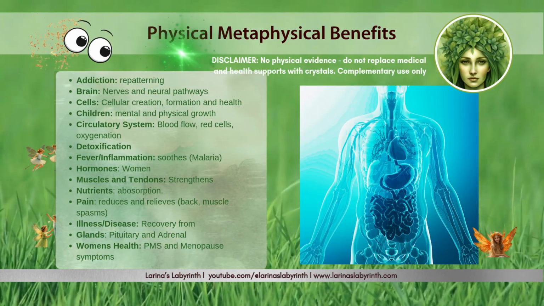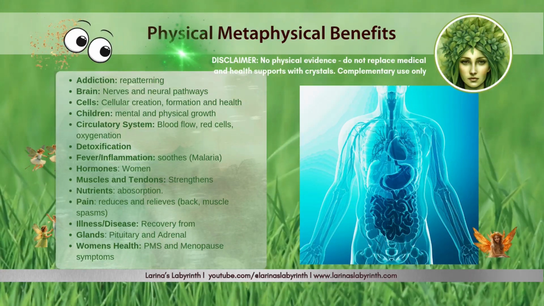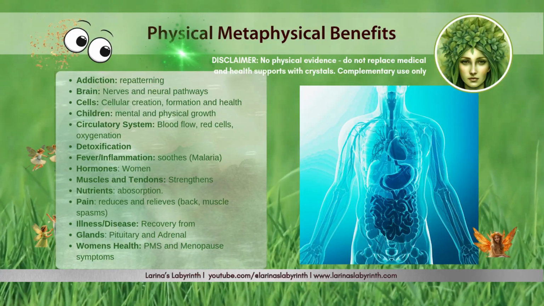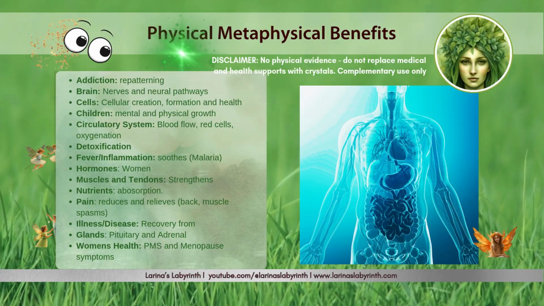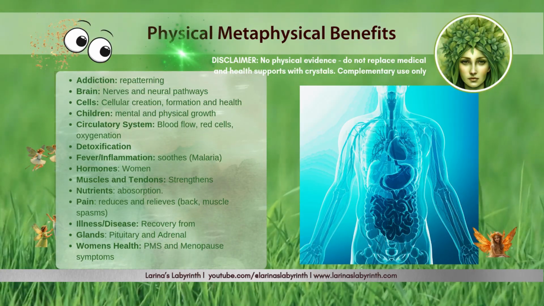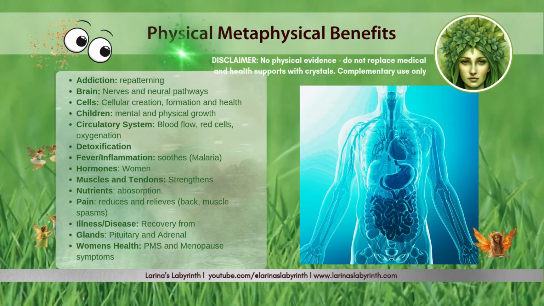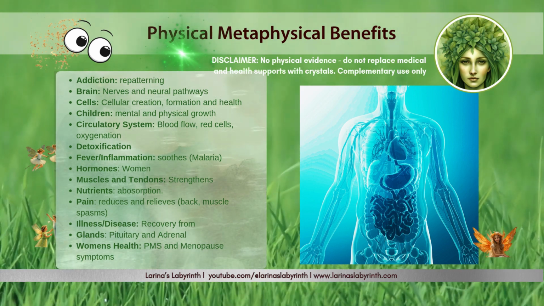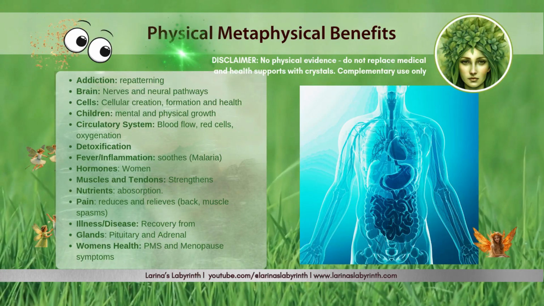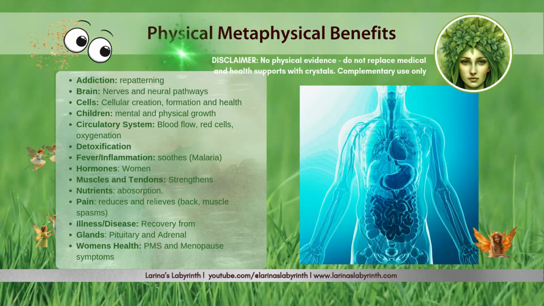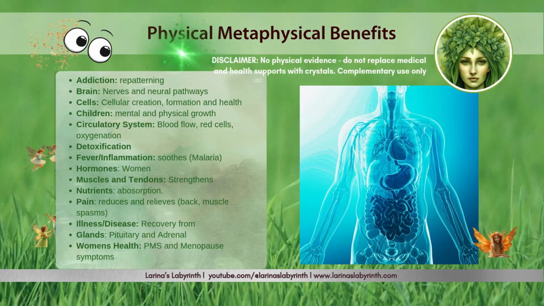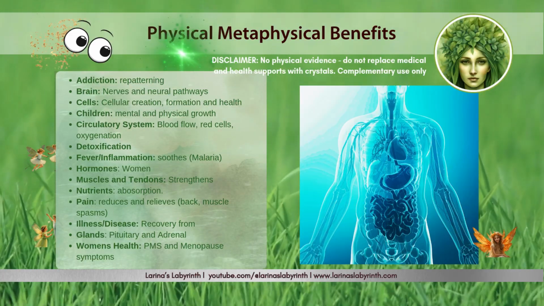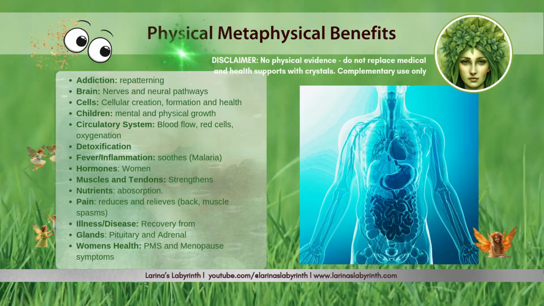So it's not just about mind, it is about emotions. There is a physical aspect to addiction. And of course, that lies in the brain, the nerves and the neural pathways. But other attributes, of course, include cells, cellular creation, the formation of them, and the health of the cells. It's recommended apparently for children to support good mental and physical growth. And if people suffer from circulatory system disorders such as blood flow, your red cells, that will be associated actually with the mineral iron as well, and oxygenation of the cells.